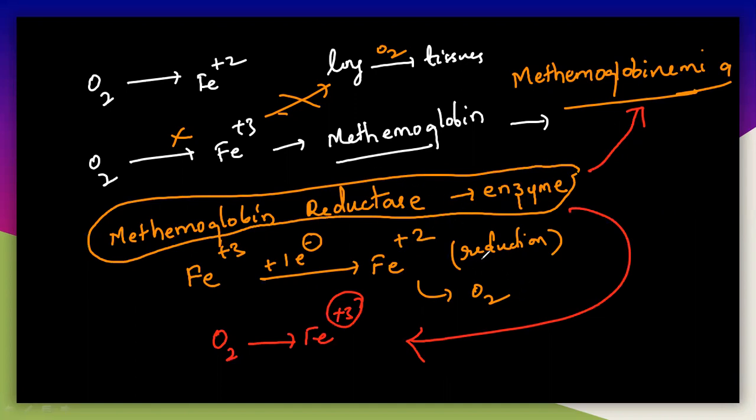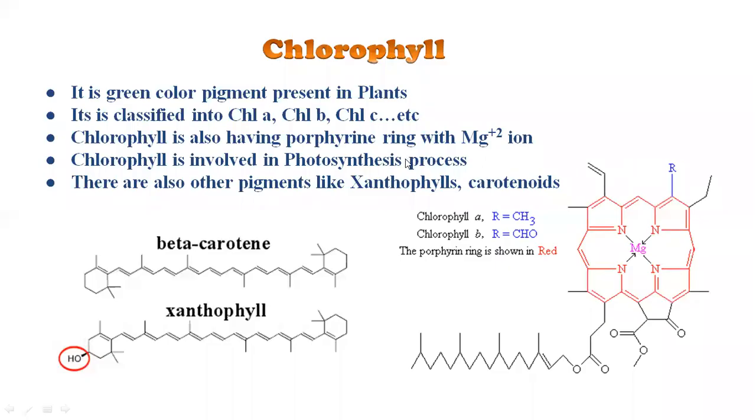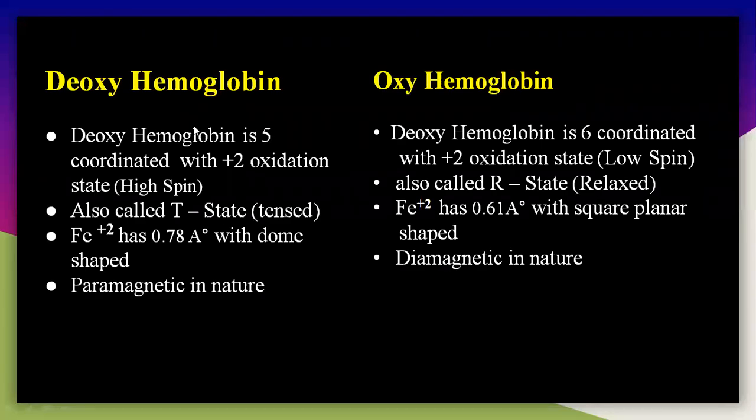So this is the complete chemical part of the hemoglobin. So remember one thing, deoxy and oxyhemoglobin. Let us see the differences between the oxyhemoglobin and deoxyhemoglobin.